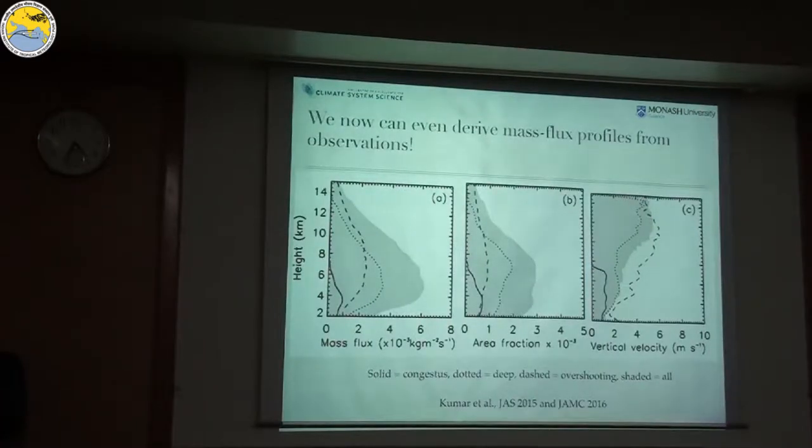We can derive mass flux profiles from observations. We discussed that this morning as well. So there's a lot we can learn from that. We can see that there's a small contribution to mass flux from congestus clouds. The large contribution comes from the dotted lines, which are deep convective clouds. And then there's a significant contribution coming from these overshooting clouds. And we see that that comes through different mechanisms, that the overshooting clouds actually have very large velocity but small area fraction, whereas the deep clouds have large area fraction but smaller velocities. So different mechanisms lead to the contributions from these clouds.